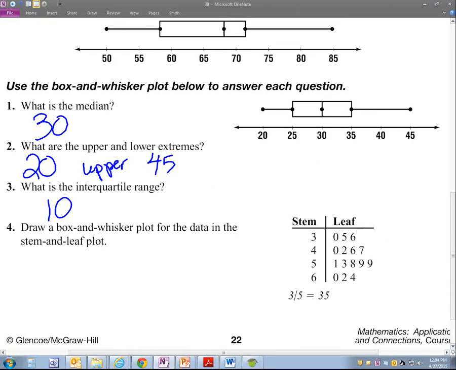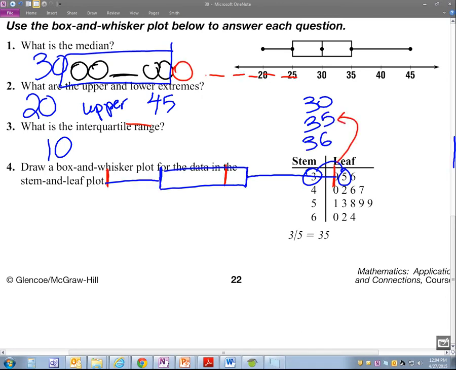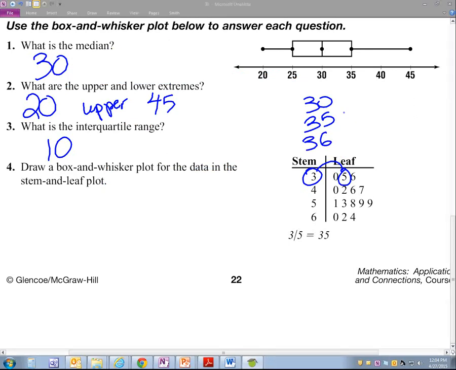Draw a box and whisker plot for the set of data in the stem and leaf plot. Now, just to remind you, in a stem and leaf, if you see a 30 and then somewhere in here is a 5, that means that the data is 30, 35, and 36, and this number here is represented right there. Okay? That's what it means by this. All right. So we're going to do this one together. So we're going to make a box and whisker plot.